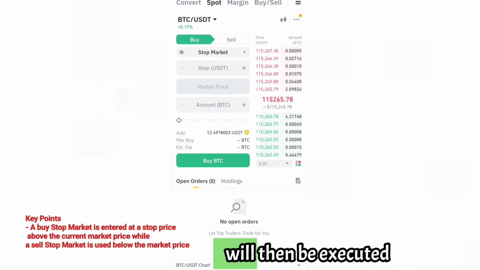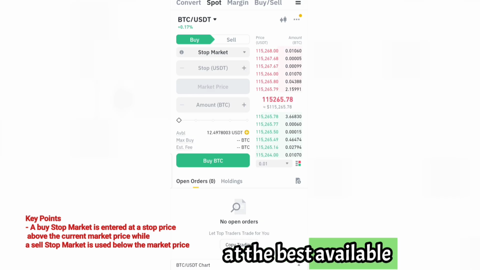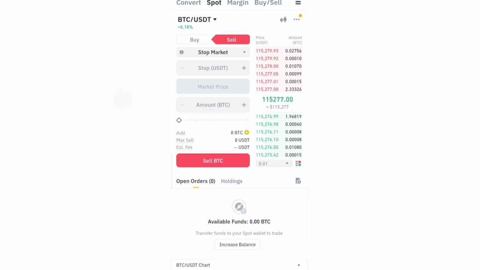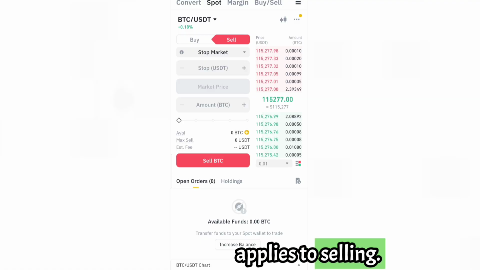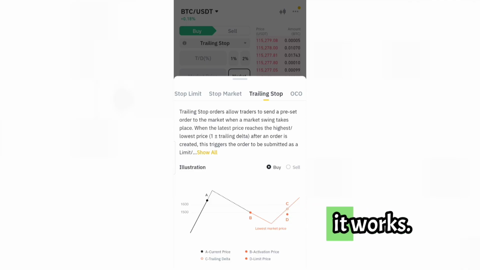The triggered order will then be executed as a market buy order, buying from sellers at the best available market price of that moment. This process also applies to selling. Next is trailing stop. It is an automated stop-loss order. It also captures profit, and this is how it works.